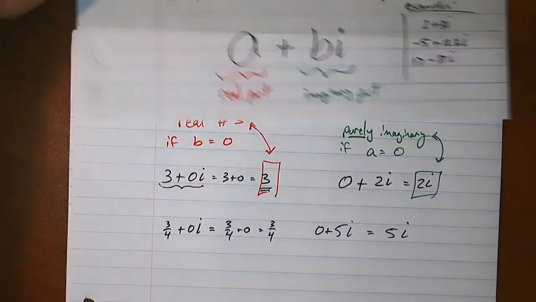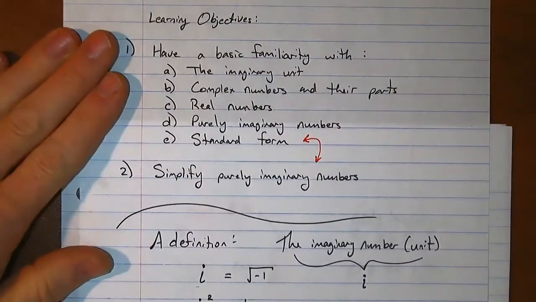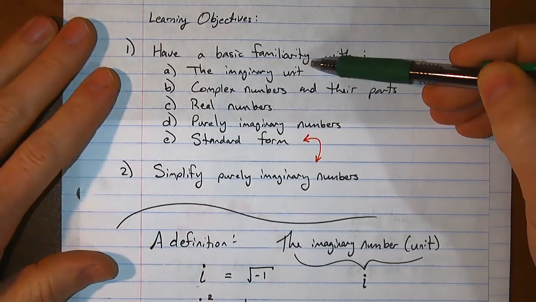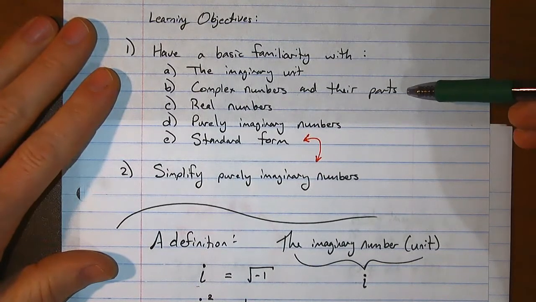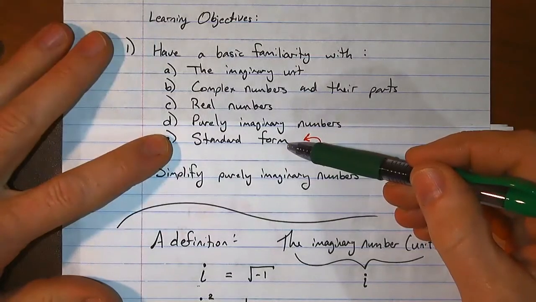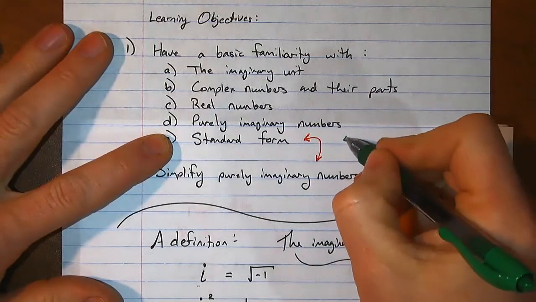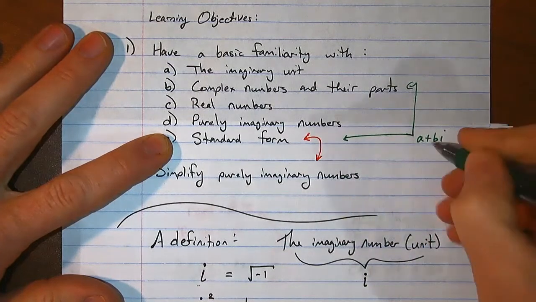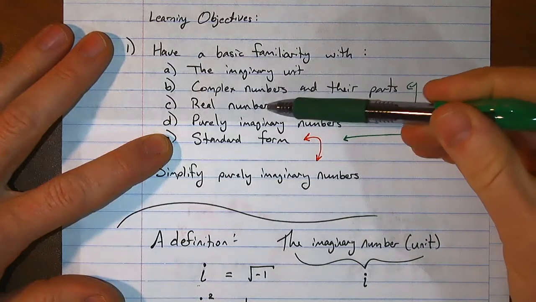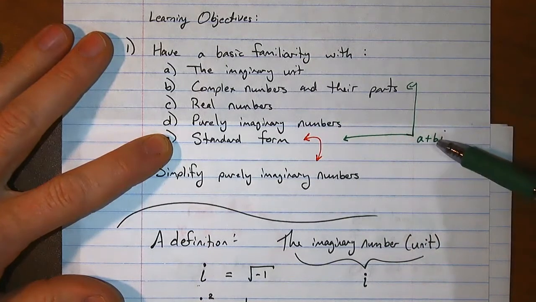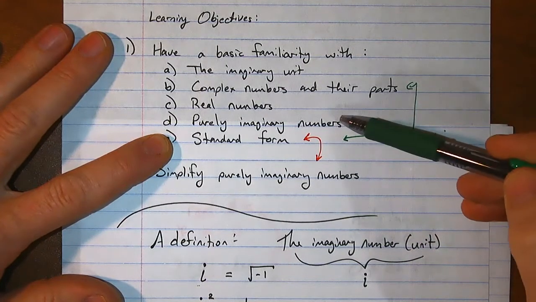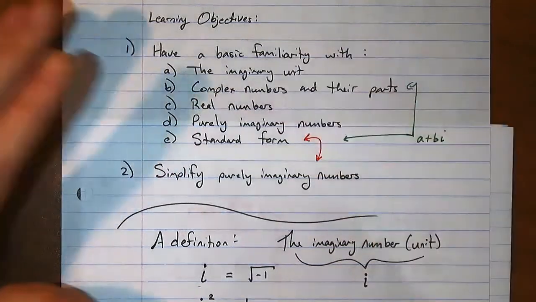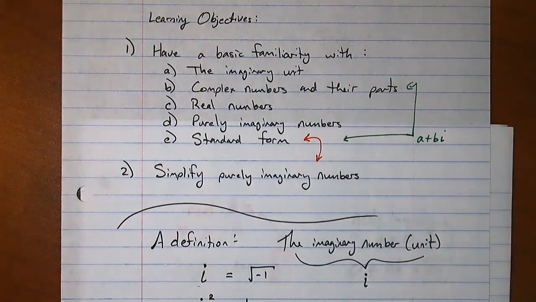All right, so here we go. We've taken care of basically our entire first learning objective. We've defined the imaginary unit. We've talked about what a complex number looks like. And so therefore, we've also talked about standard form. We really have covered both of these things, right? Standard form is a plus bi. That's what standard form is, okay? We've talked about real number is what you end up with if b is equal to 0, and imaginary numbers are what you end up with when a is equal to 0. All right, so that really takes care of the whole first learning objective.